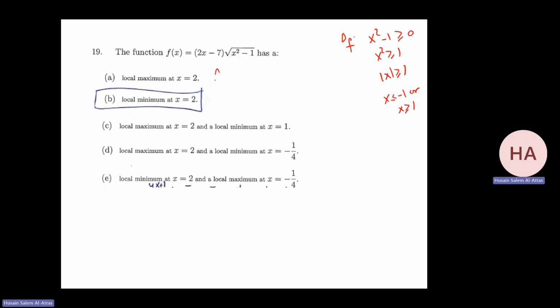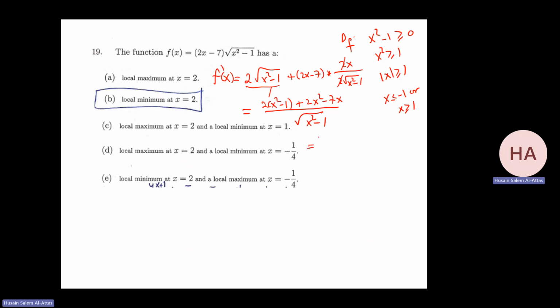Okay. Let us find f prime, product of two functions. It will be 2 square root x squared minus 1 plus (2x minus 7). Here I have 2 square root x squared minus 1 times x, this is cancelled. This is over 1. So I have square root x squared minus 1. And the numerator I have what? 2(x squared minus 1) plus 2x squared minus 7x. Is it? Yeah. Okay. So that gives me what?